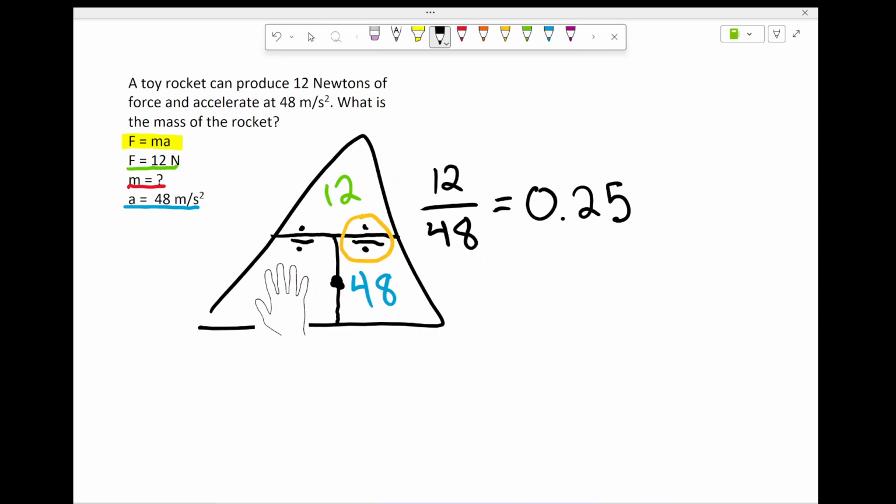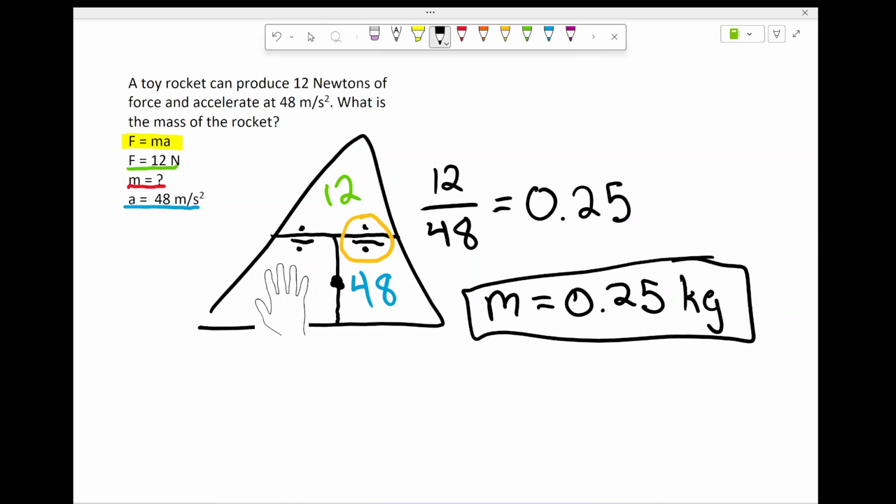which is 0.25. So to wrap up, our original question was M equals question mark. That's the value that we got. So how we would write our final answer is M equals 0.25. The correct unit is the kilogram. And there we go, we're done.